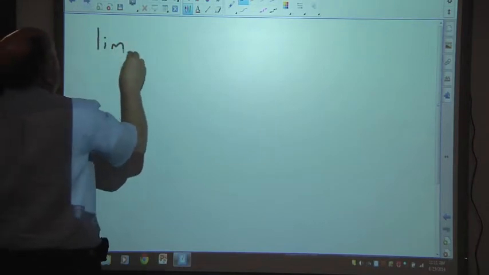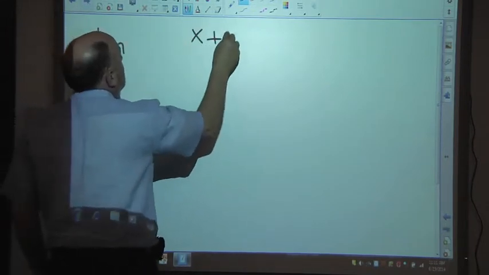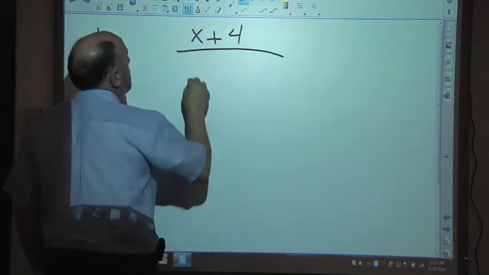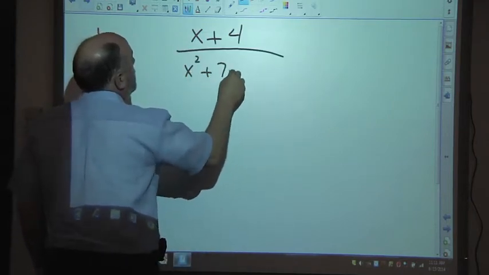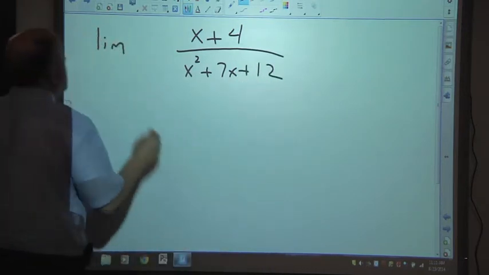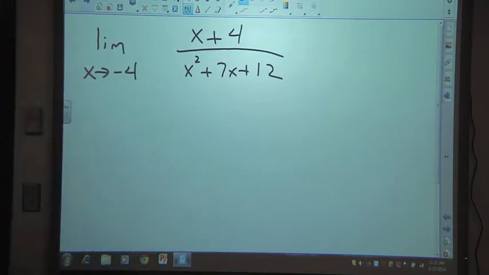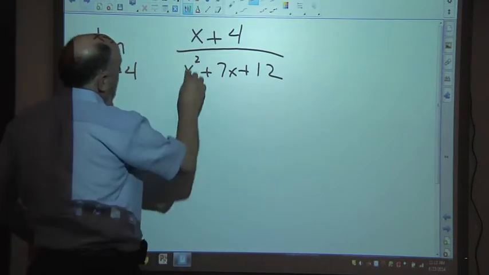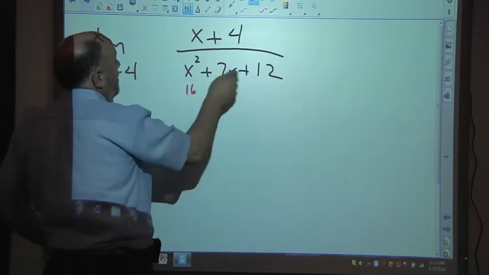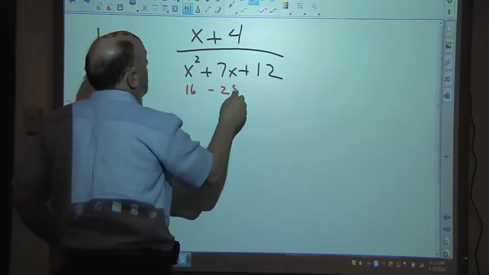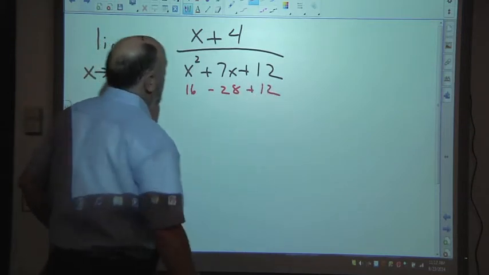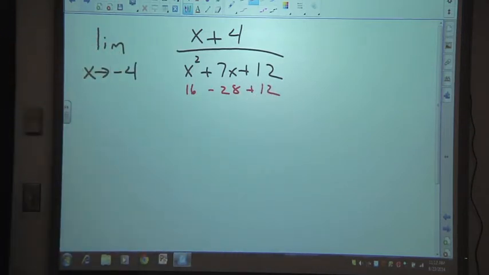Well, what happens if I have one that looks like this? What is the limit of x plus 4 over x squared plus 7x plus 12, as x goes to -4? What happens if I plug in -4? Negative 4 squared will be 16. 7 times negative 4 will be a minus 28. And then we've got a plus 12. If I look at that, that will be 0.